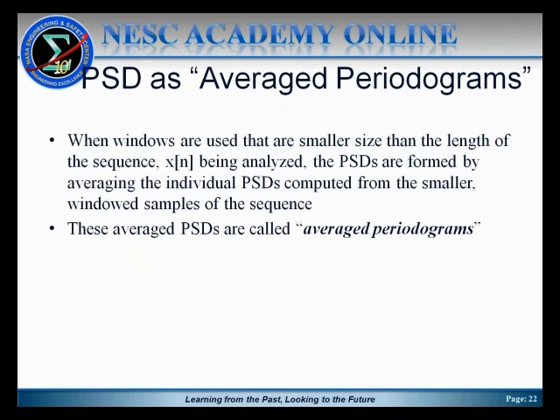Here's a discussion of what PSD as an averaged periodogram means. What that really means is if the windows that are used are smaller than the length of the sequence being analyzed, the PSDs are formed by averaging individual PSDs from the smaller window samples of the sequence. For example, in the previous example I showed, we had a 4,096 point input sequence with windows that were 128 points in length. So it computed individual PSDs of that sequence, each PSD being 128 sequential samples out of it, and then averaged those PSDs all together.